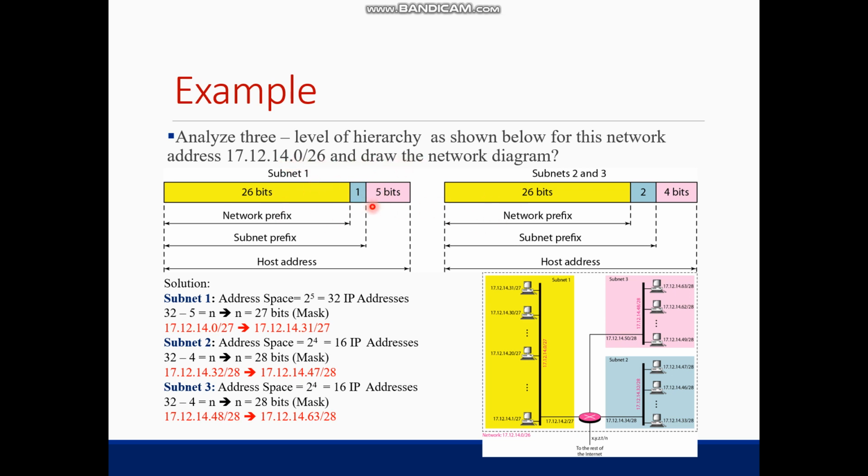This is what's given there, and then the first subnet, which has 32 different addresses, which is 2 to the power 5. So 32 minus 5 is going to be 27, which is the mask of that subnet, and it starts from this one up to that one, from 0 up to 31. While the second one has 16 IP addresses, which is 2 to the power 4. 32 minus 4 is 28 bits, and it starts from that address to that address.